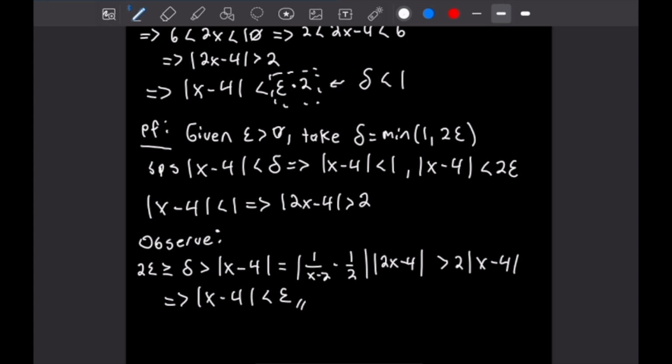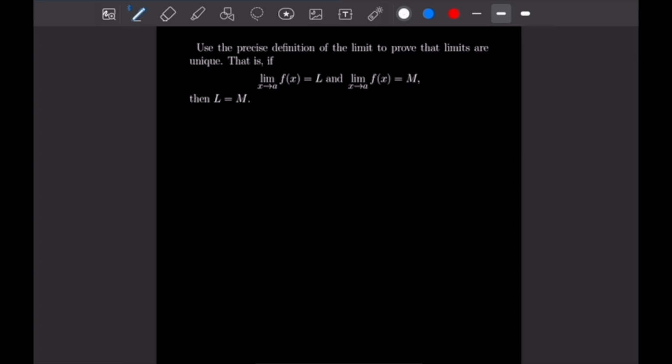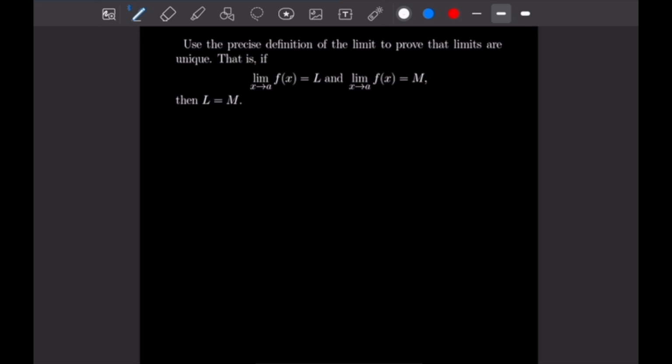So now we're going to get into the proofs of 2 really important theorems. So for this first proof, we are going to be proving that limits are unique. So if we have the limit as x goes to a of f of x, and we get two different limits, L and M, we want to show that L is equal to M. And we're going to do this using the precise definition of the limit.